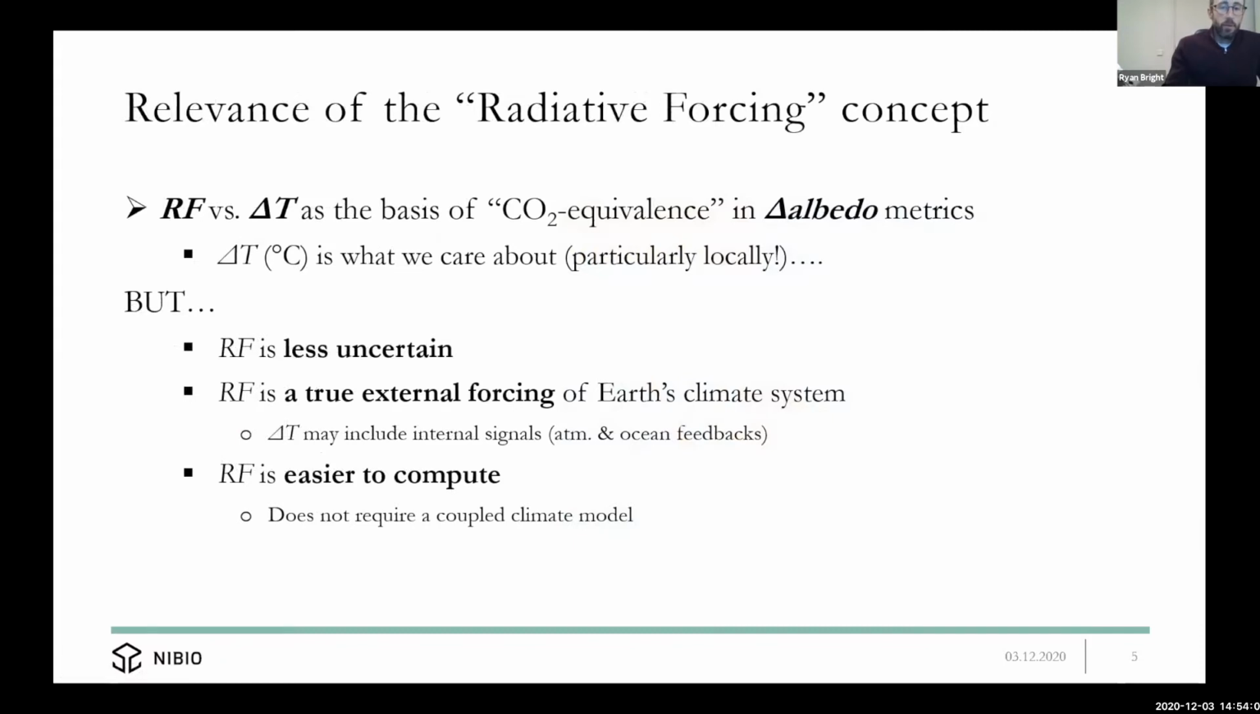So when it comes to the choice of whether to use surface temperature change or radiative forcing as a basis for characterizing surface albedo changes as CO2 equivalents, while temperature changes are ultimately what we care about, radiative forcing is arguably less uncertain. It's a true external forcing. For instance, the temperature change may include internal signals or atmospheric and oceanic feedbacks. Radiative forcing is also easier to compute and thus more transparent.